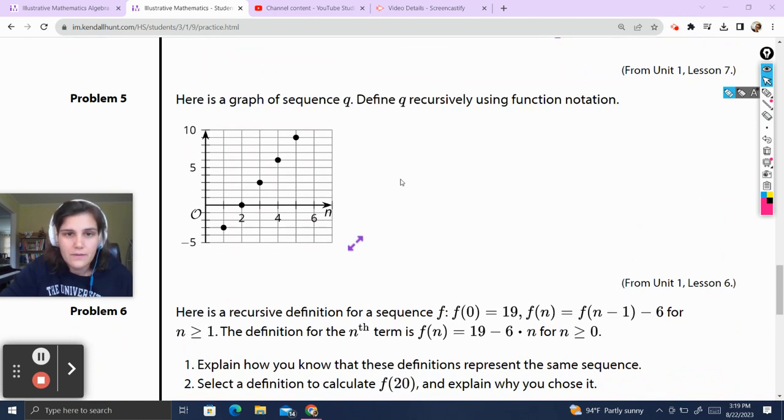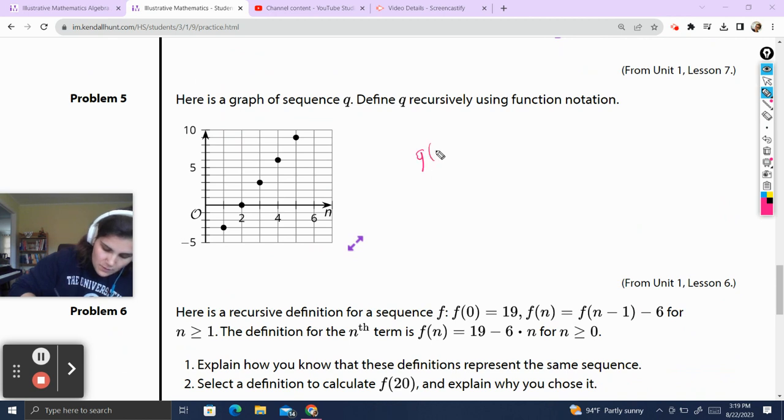Here's a graph of sequence Q. Define sequence Q using function notation, recursively using function notation. Well, Q, our first term, is -3. So our nth term, that's Q of n, is going to be -3. It's an arithmetic function, plus whatever the previous term was.